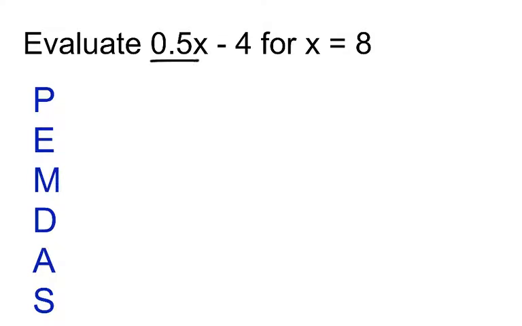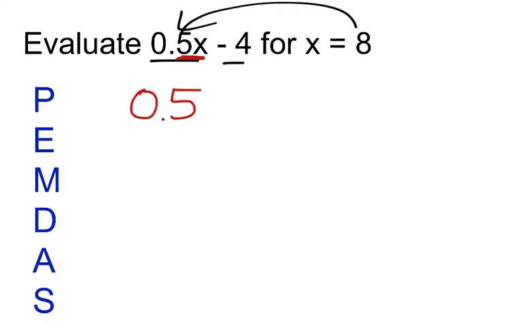Evaluate 5/10 x minus 4 when x is equal to 8. Again, whenever we see it right next to each other, it's what kind of a problem? Multiplication. So I have 5/10 times 8. And I've represented it with a dot. I always avoid, when it's algebra, using the multiplication sign x, because then people can get it confused with an actual variable. So we have 5/10 times 8 minus 4.